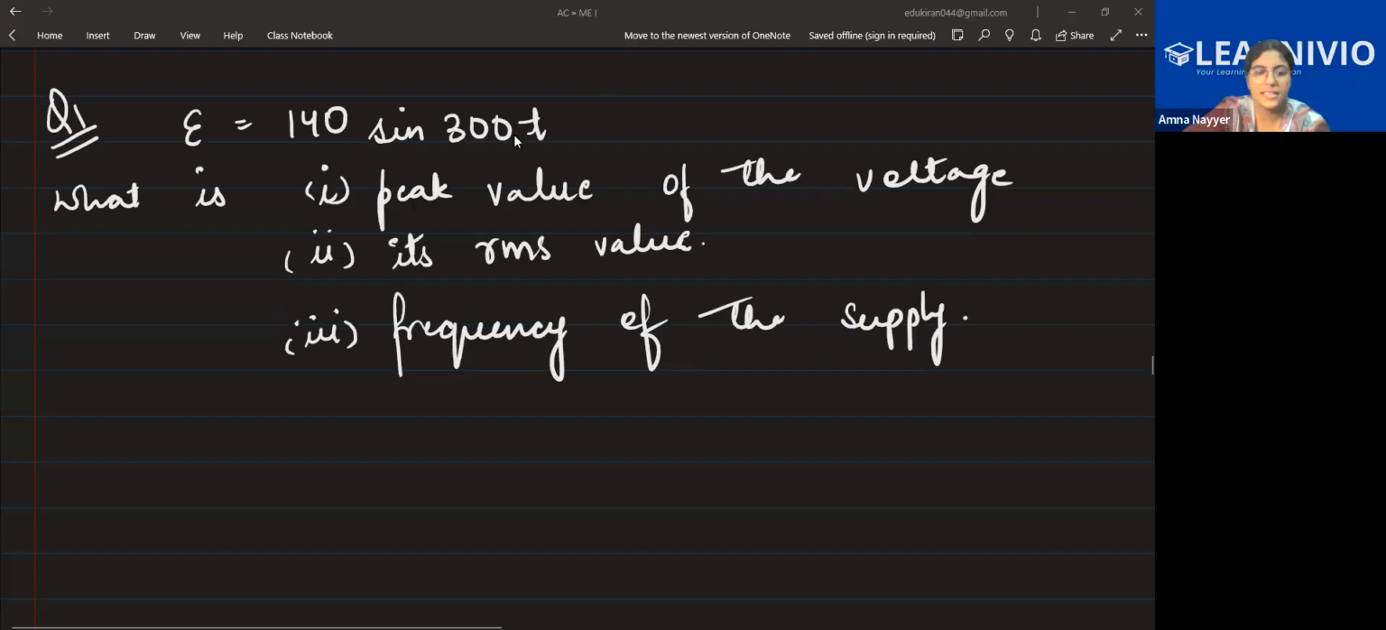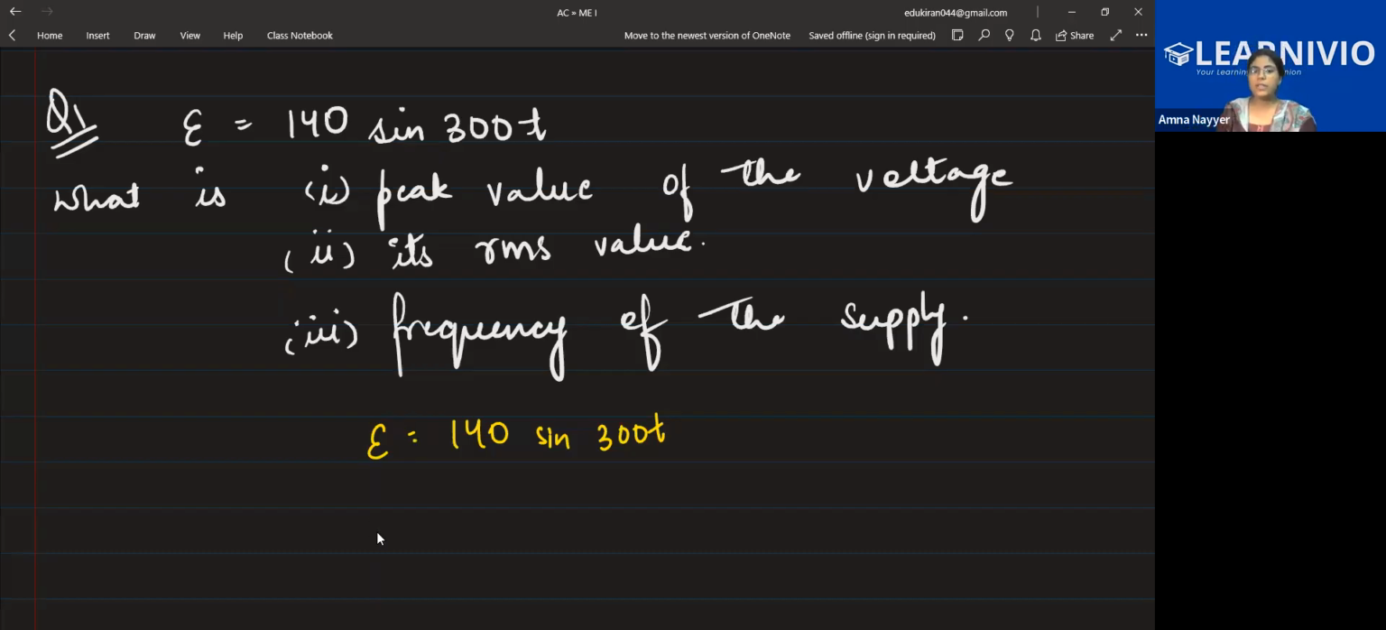Okay, see, let's discuss this question. It is given the value of EMF E is equal to 140 sine 300 t. Okay, class. Now, whenever you have a full equation written, the best method to solve is that you just write down the original equation. You know what's the original equation? E naught sine omega t.